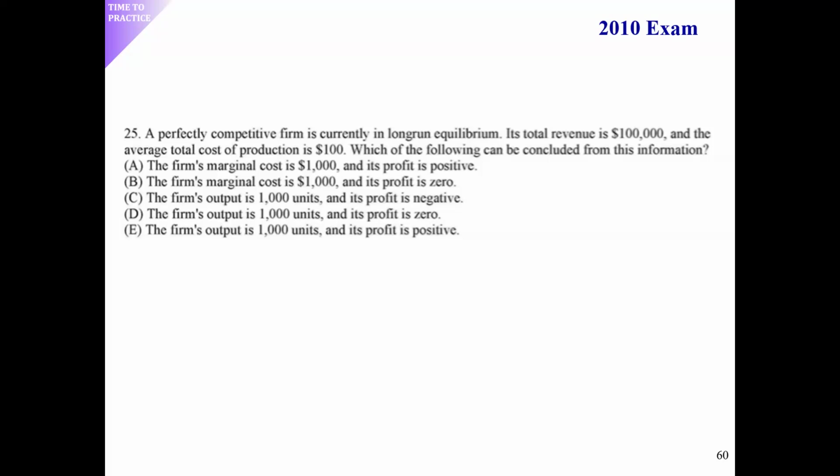Are we all up to Donnie's graph? All right, so you got 4 points for this. You had a point for the industry graph labeled correctly, a point for perfectly elastic, a point for ATC, and a point for MC crossing ATC at its lowest.